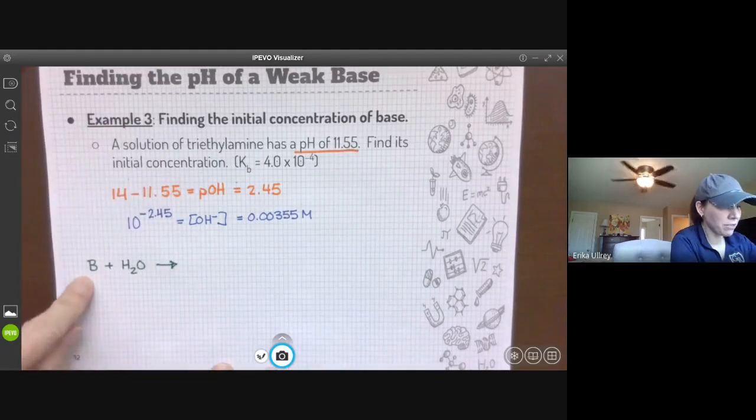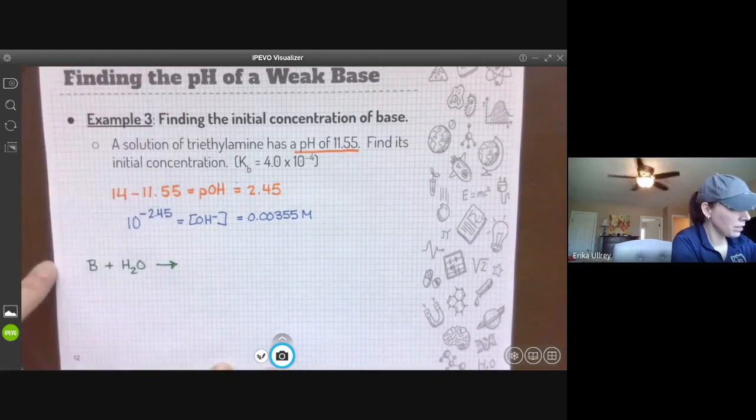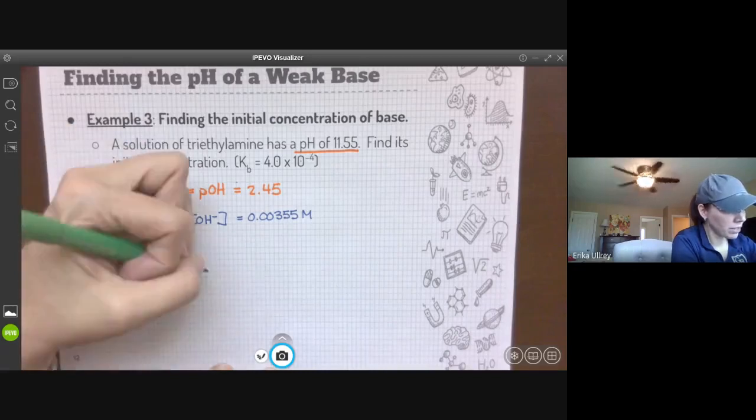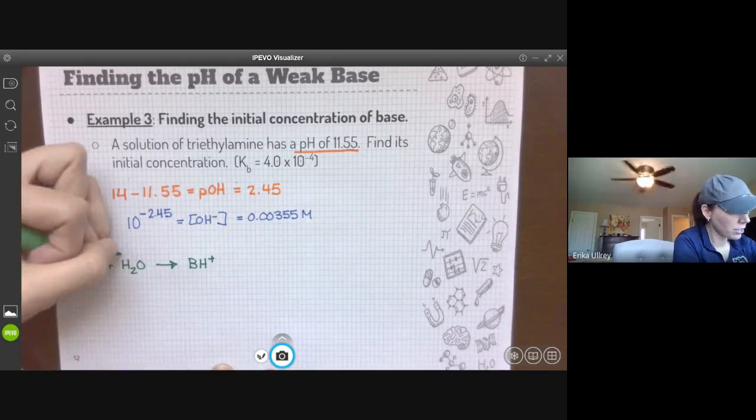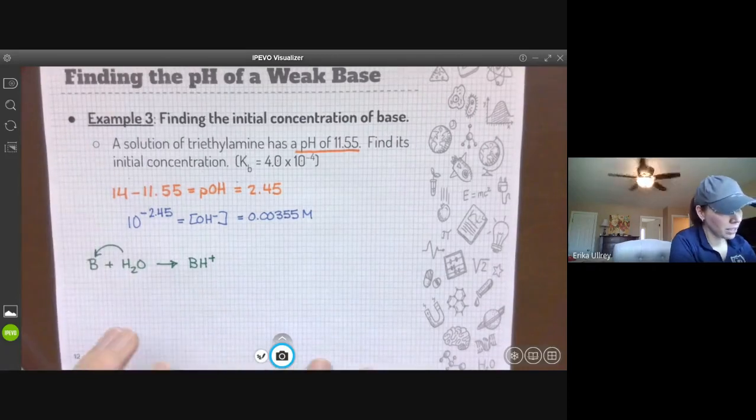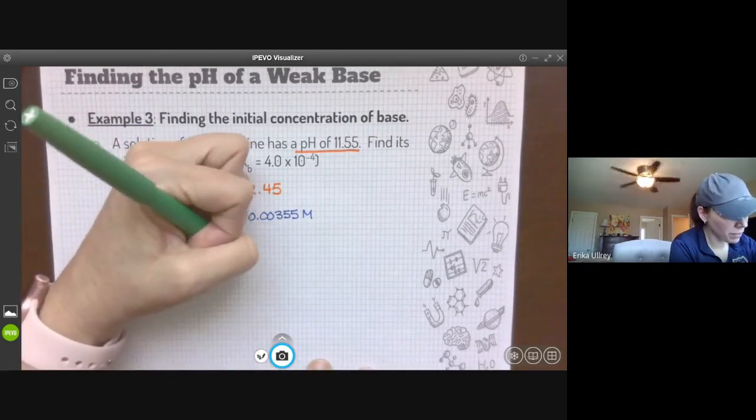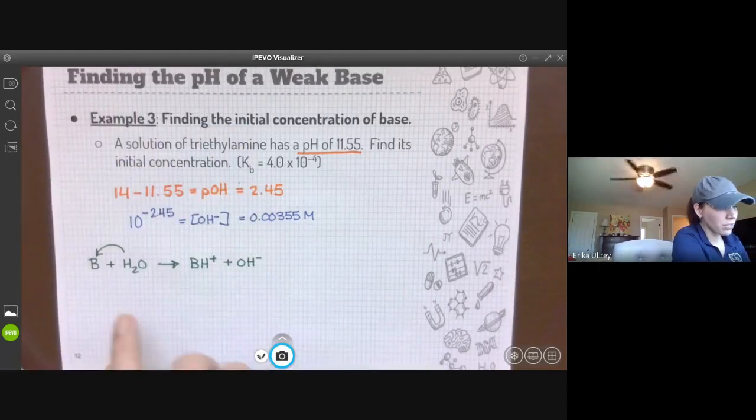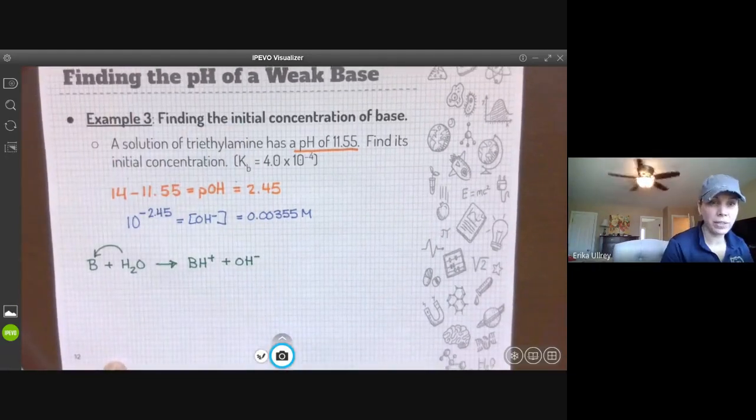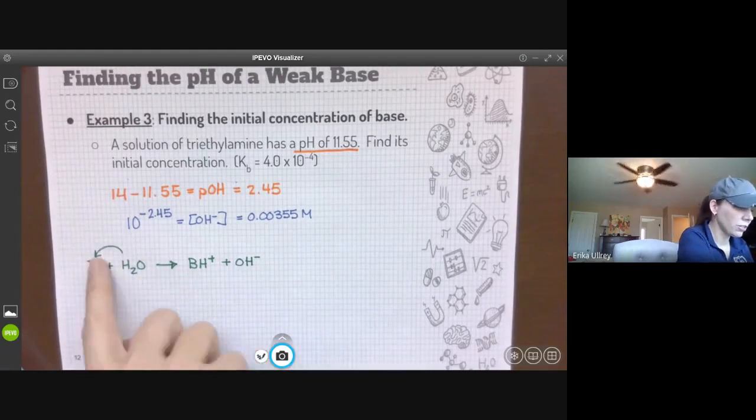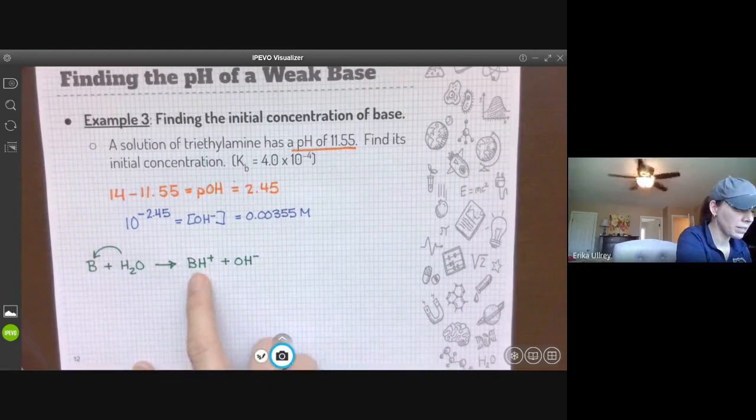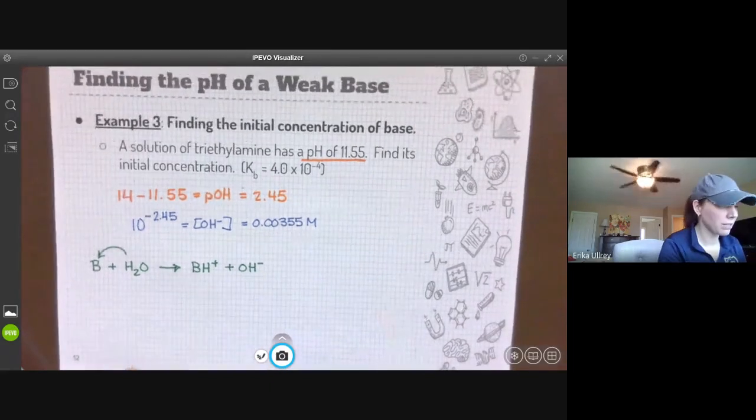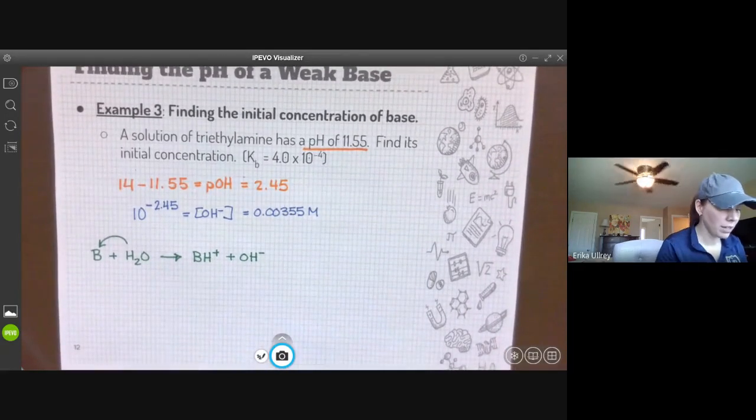Okay, so the B just represents triethylamine. So base plus water is going to give us BH plus, right? The hydrogen is going to be transferred to the base, and then we'd end up with OH minus, okay? This is just a generic equation anytime you have a weak base. The hydrogen goes with the base, we get BH plus, and then we get OH minus, okay? So we've got that, and we're going to set up an ice table.